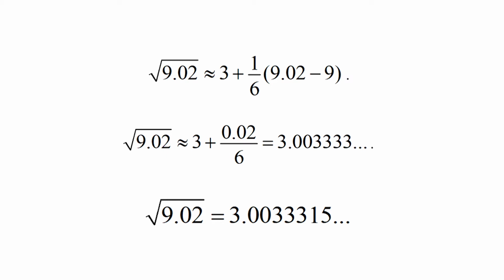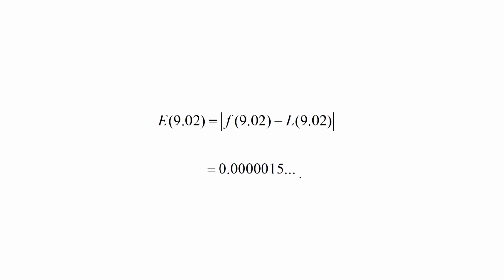equal to 3.00333315 and so on. We see that up to 5 decimal places the values are the same. Absolute value of the error at x is equal to 9.02 is E of 9.02 is equal to absolute value of f of 9.02 minus L of 9.02, which is equal to 0.000015 and so on.